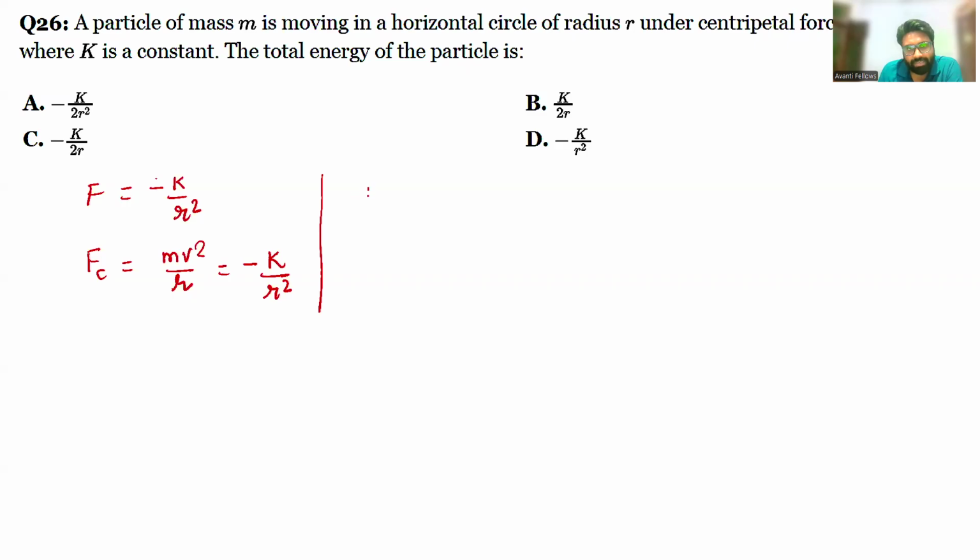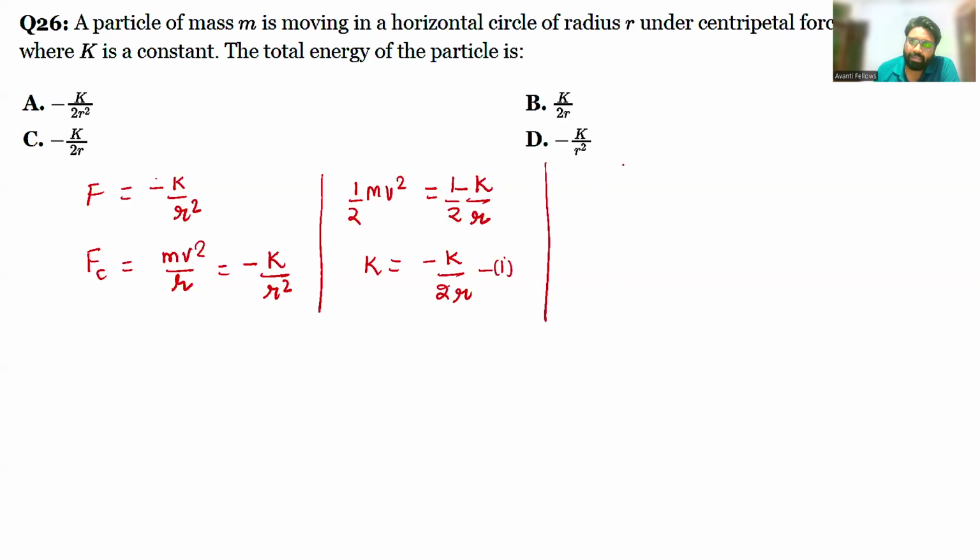Now from this equation you can say that mv square is equal to k upon small r. If you multiply by half, this is the kinetic energy of the system, which is k upon 2r. Now we need to calculate the potential energy. We know that potential energy is nothing but minus of integral F dot ds, or dx, the negative of the work done by the conservative force.